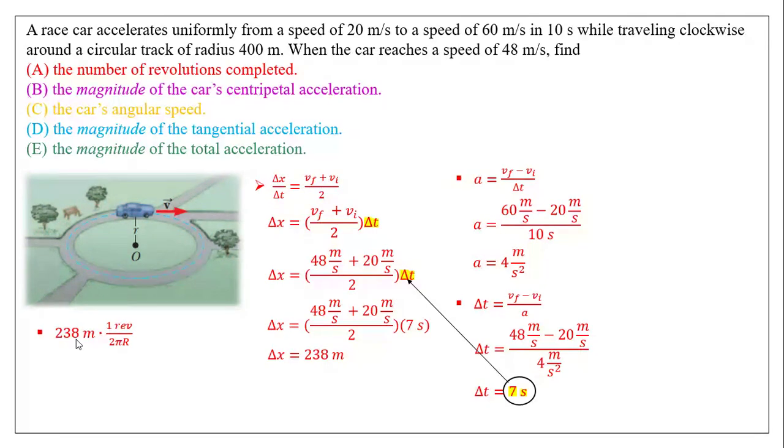We can start with 238 meters and convert it to revs by going through the circumference of a circle, like I said earlier. One revolution is simply one circumference, and the circumference of a circle is 2 pi r. We know what r is, it's given. So I'm just going to carry my work down. The only difference is that I'm going to substitute r for 400 meters, and then meters cancels out. The only thing left is the number of revolutions. So in this problem, during the first 7 seconds, to go from a speed of 20 to 48 would take about 0.0947 revs. All right, that is our answer for part A.